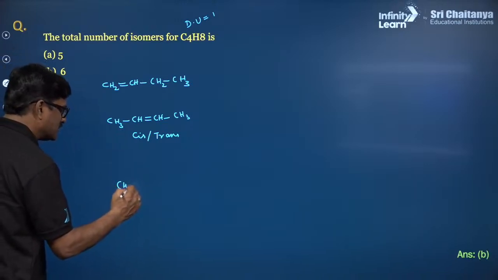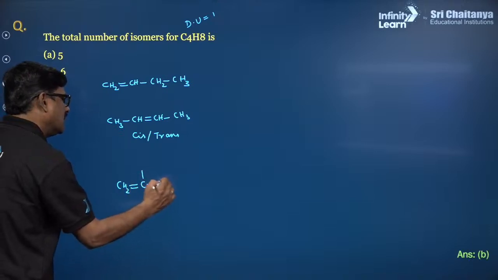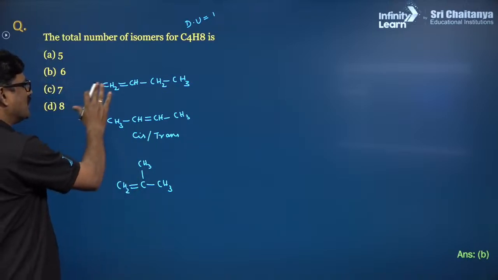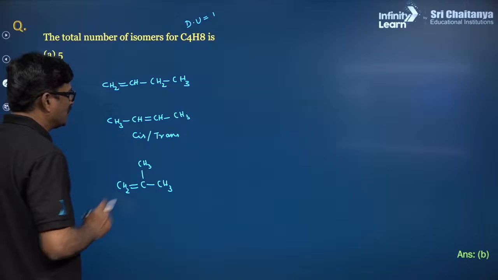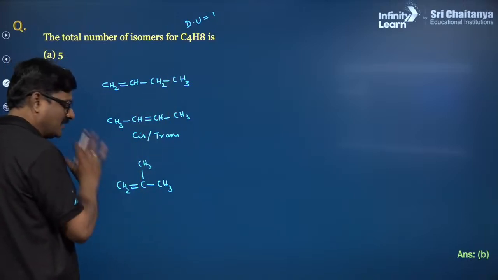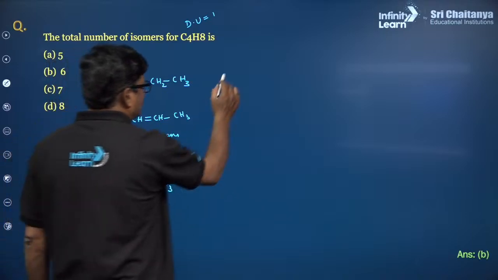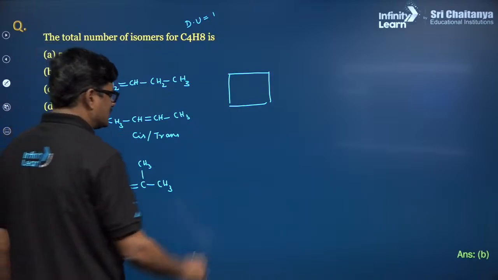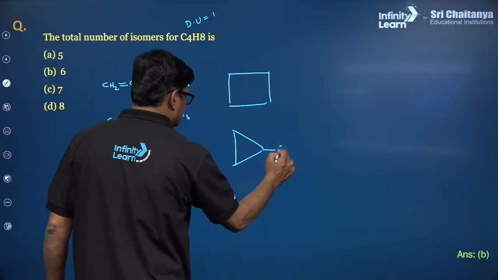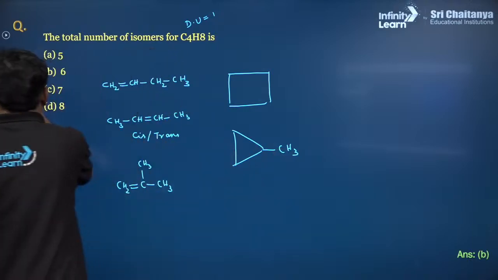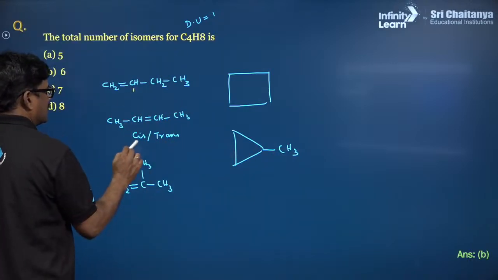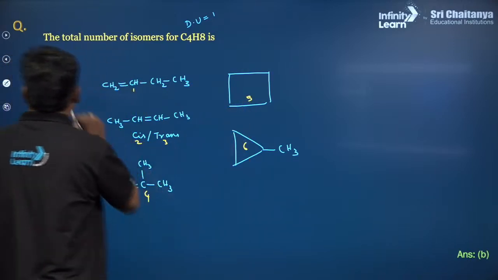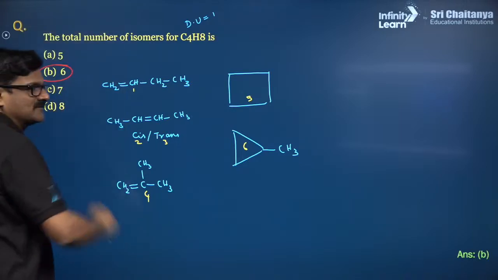And you can say CH2=C(CH3)CH3, which does not show geometrical isomerism. So for now we got 4. And you are going to see cyclobutane and methyl cyclopropane. So I can say structure number 1, 2, 3, 4, 5, 6. My answer here is 6.